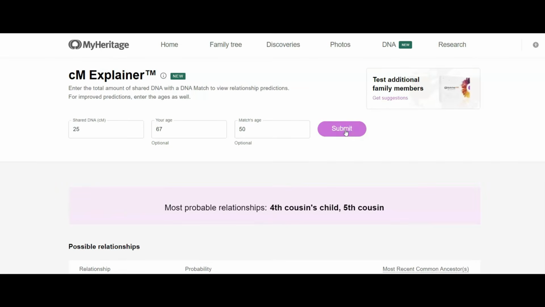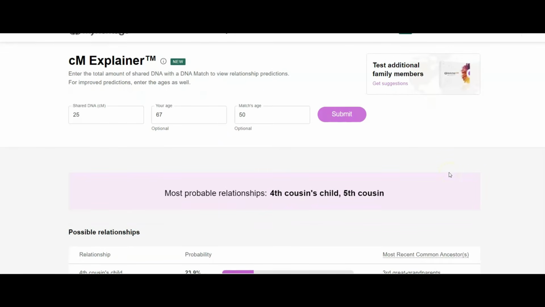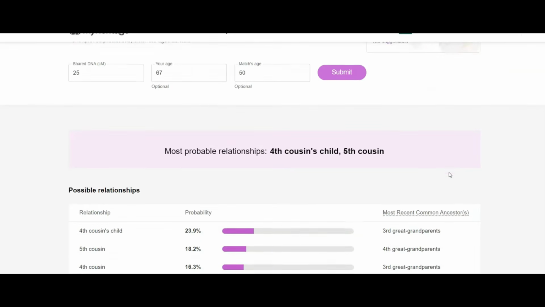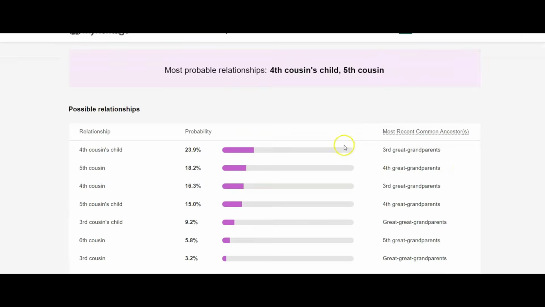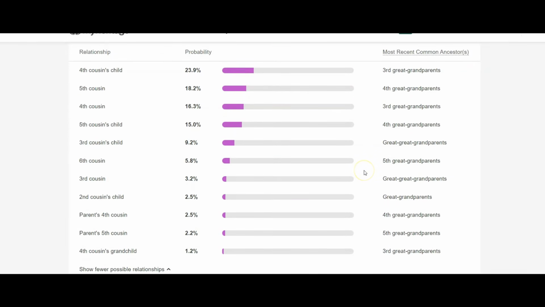So then I submit, and it tells me that it's likely a fourth cousin's child, fifth cousin. So then we look below, and you can see that it gives us the probability: a fourth cousin's child is 23.9%, but that fifth cousin is very possible too, because it's very close. There's quite a few that are very close, so I might have to do some more research.